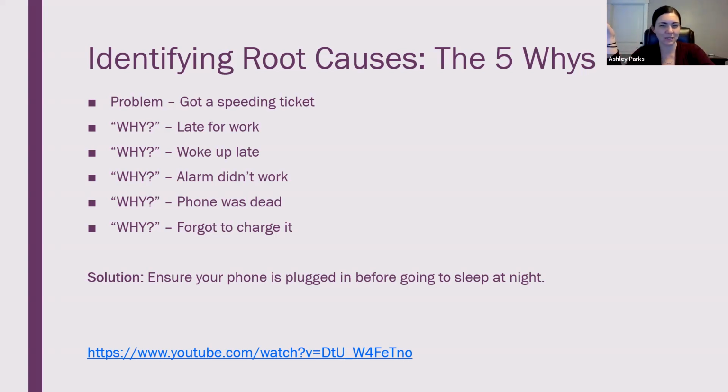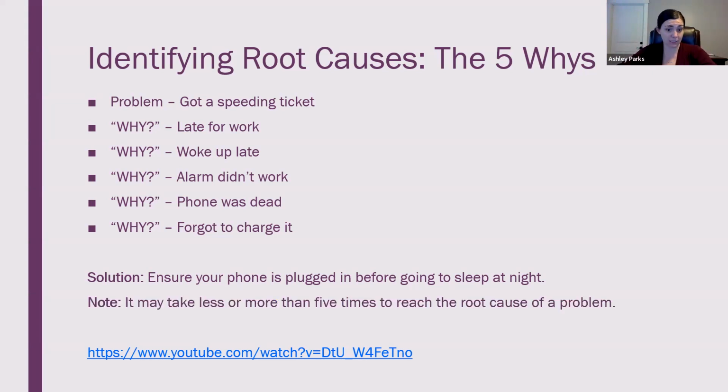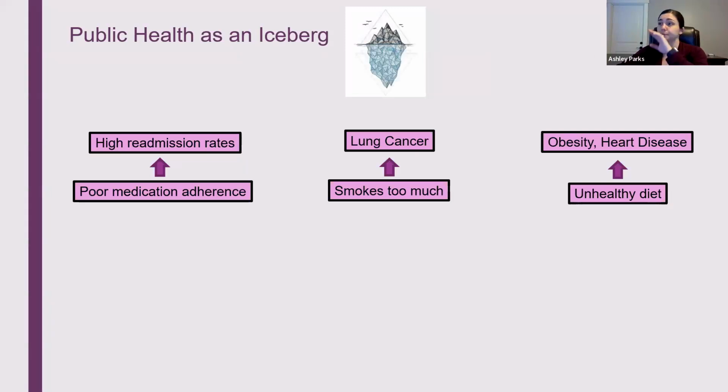Would that have been the obvious answer for you if I would have just said, why'd you get a speeding ticket? Oh, I forgot to charge my phone. So the solution to not getting speeding tickets, isn't that interesting how we go from one issue all the way to something else, but it's a cascading effect. So from a health planning perspective, we've got a lot of that going on. So this is public health as an iceberg, and I often think about it that way. We're trying to address the problem. We have to understand the root cause underneath.